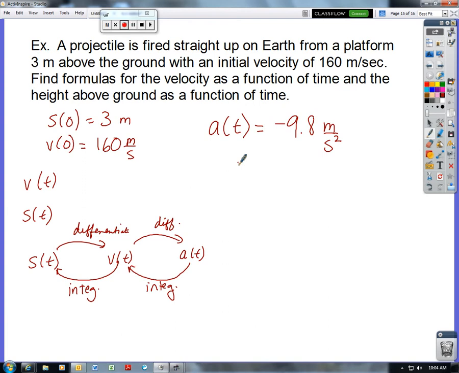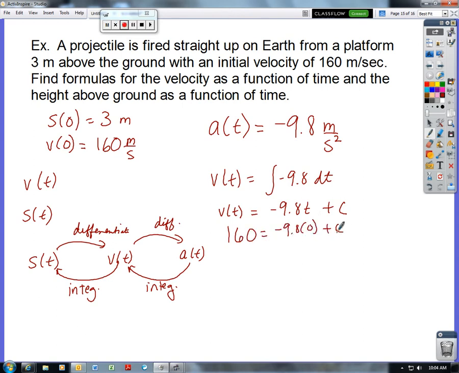Integrate a of t, that's going to give us velocity. So v of t equals the integral of negative 9.8 dt. That's going to be negative 9.8t plus c. That equals v. And before we integrate that again to get s, we need to find c, and we're going to use our initial condition for v to do that. So when t is 0, v is 160. You can plug in 160 for v and 0 for t, and c actually just equals 160.